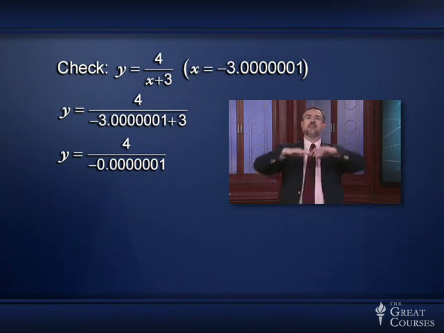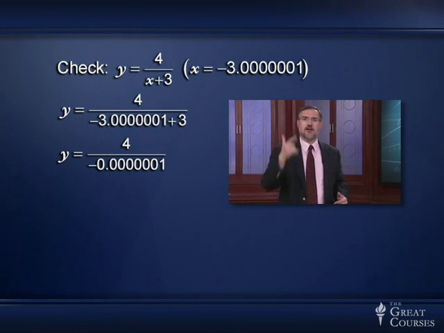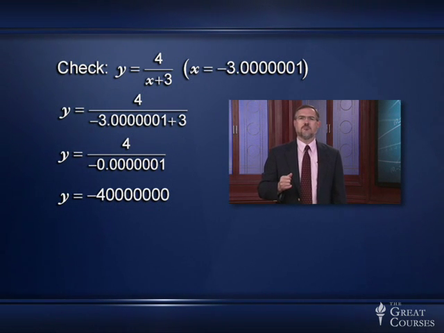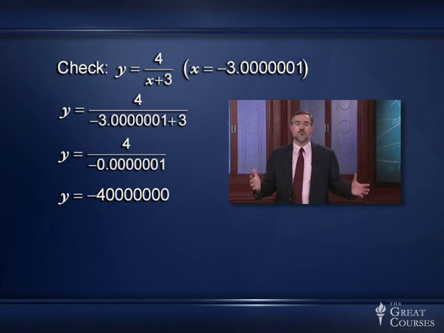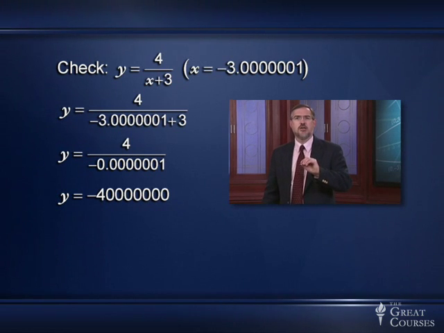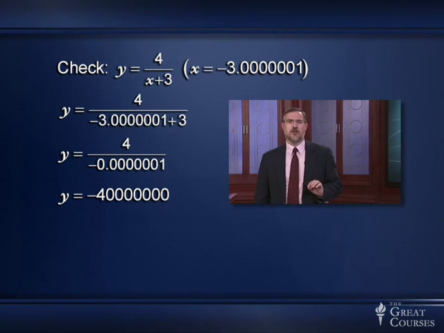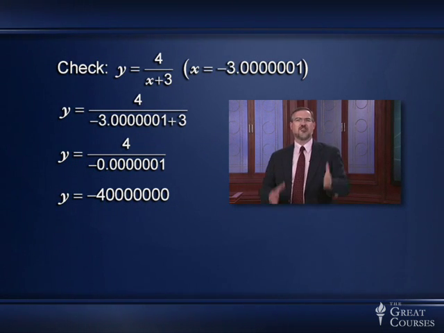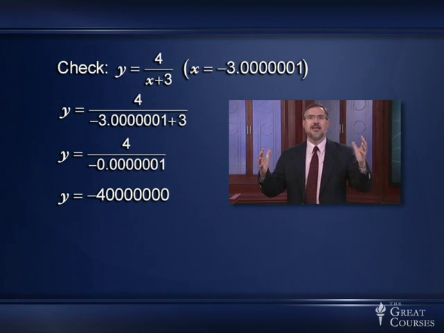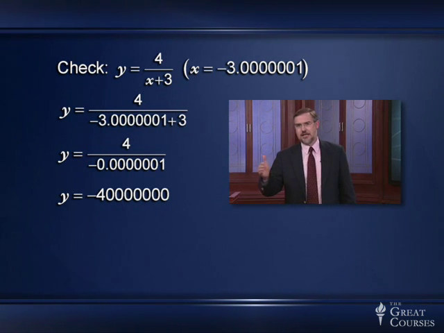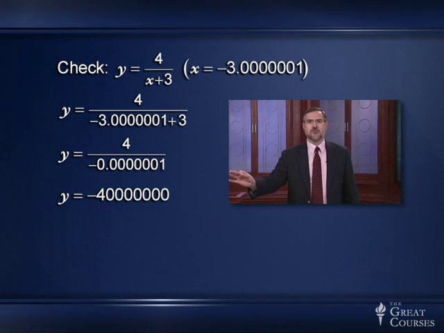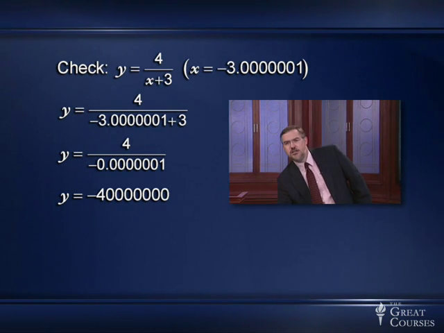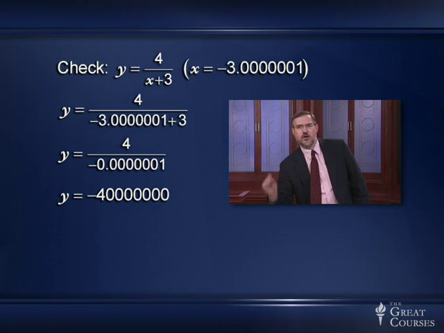Well, you get a very large number. 4 divided by that small number is going to give you a 4 followed by what appears to be 7 zeros. And it's also negative because you have the negative in front of the denominator number. So what has happened? The y value is an extremely large negative number. So when I plugged in x equals negative 3.0000001, the y value is really large, but it's negative, so it's going way down.